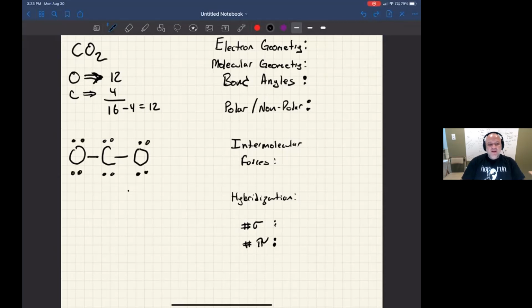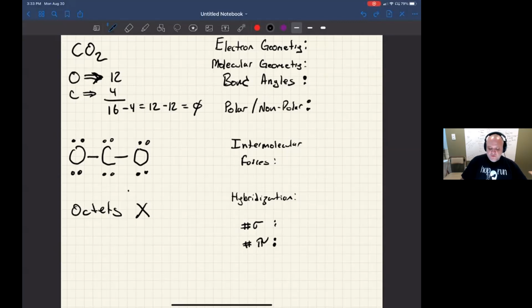But what I'll find is that before I get to making octets with oxygen, I've already used all 12 electrons. I have no electrons left, and I do not have octets on everything. Now, I can move these lone pairs around to make octets, but as long as I try to use only single bonds, I can't get octets on everything.